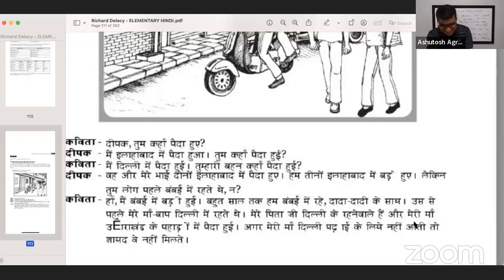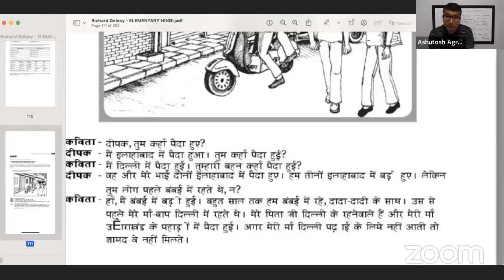और मेरी माँ उत्तराखंड के पहाड़ों में पैदा हुई, and my mother was born in the mountains of Uttarakhand. अगर मेरी माँ दिल्ली पढ़ाई के लिए नहीं आती, तो शायद वे नहीं मिलते. So if my mother hadn't come to Delhi to study, then maybe they wouldn't have met. Awesome, awesome. Good. Any questions on this paragraph?